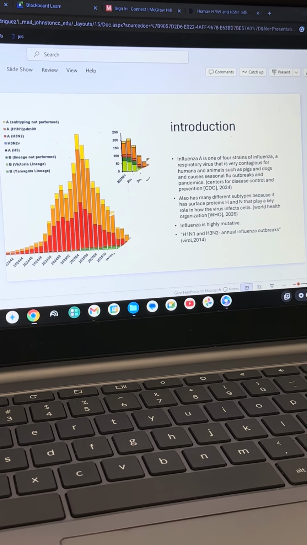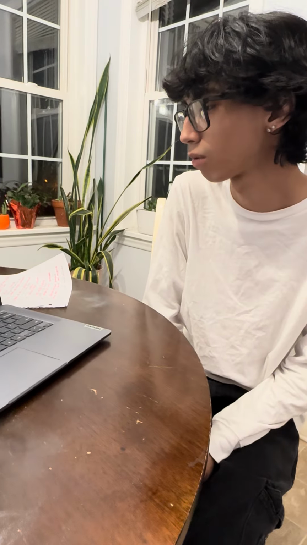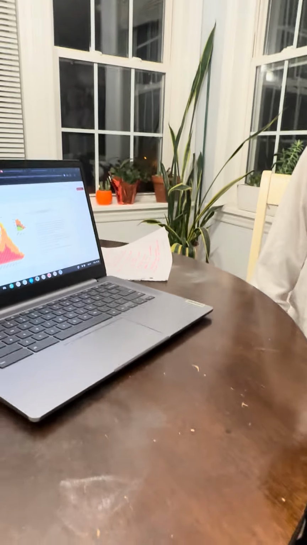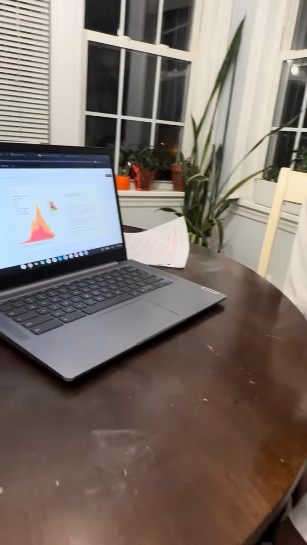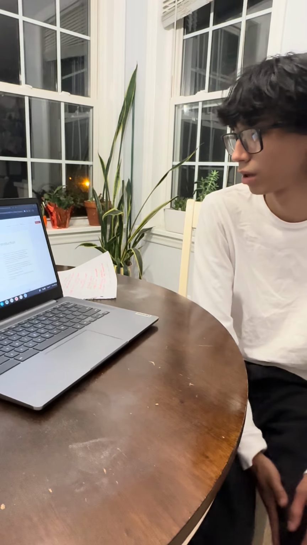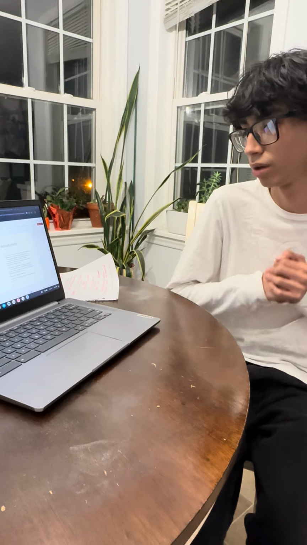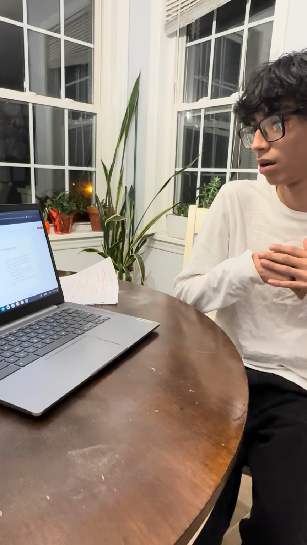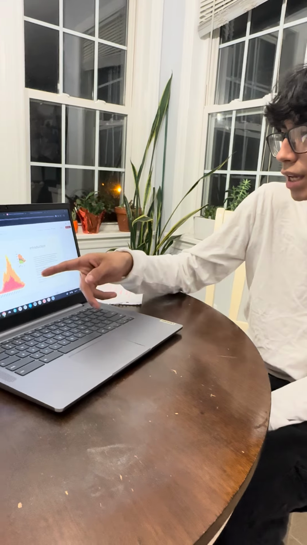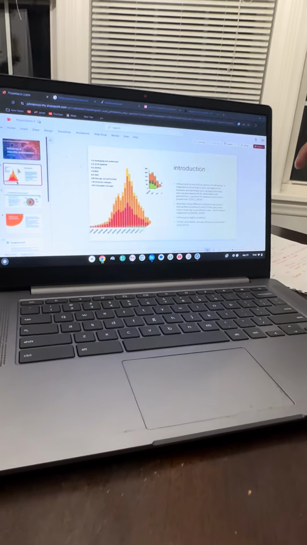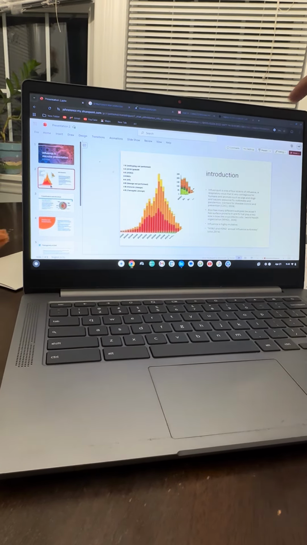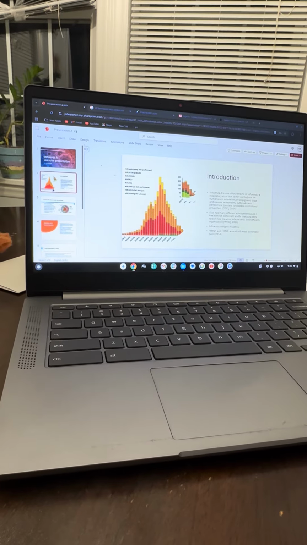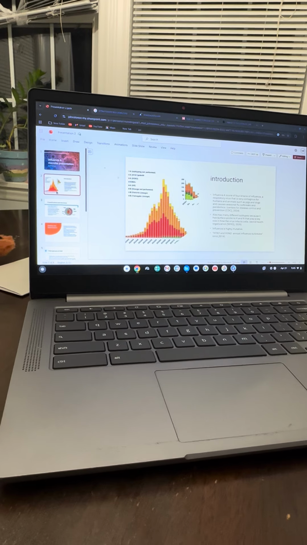It also has very different subtypes because it has surface proteins, H and N, that play a key role in how the virus infects cells. Influenza is highly mutative, and it also has these subtypes. The main subtypes are H1N1 and H3N2, which are the annual influenza outbreaks. And it has many more, but as you can see in the graph, the main ones cause the majority of influenza outbreaks, and the other combinations have a low rate of infection.